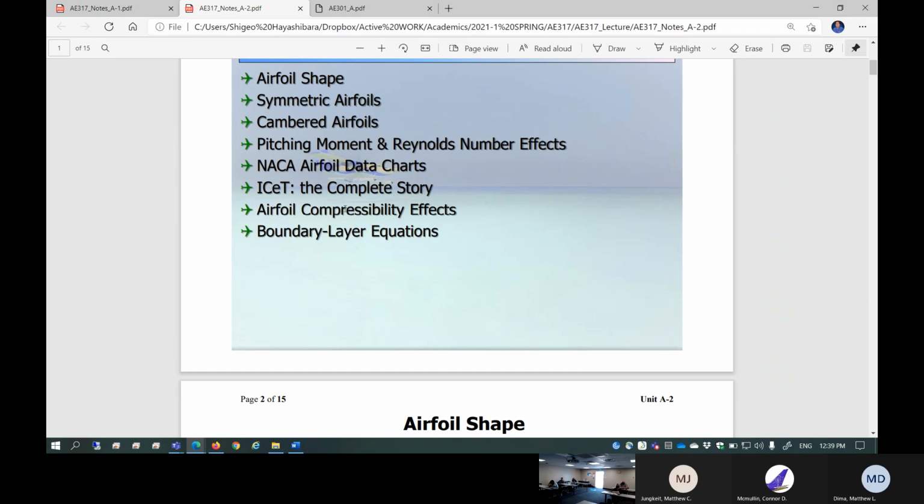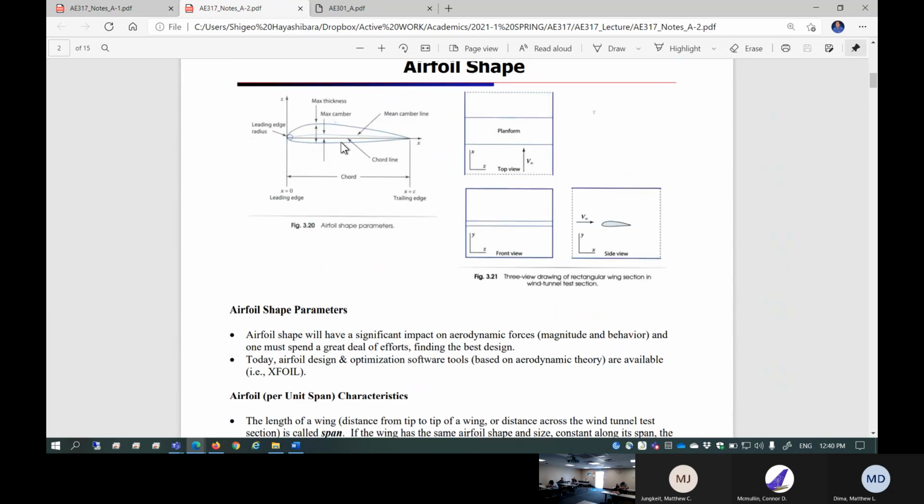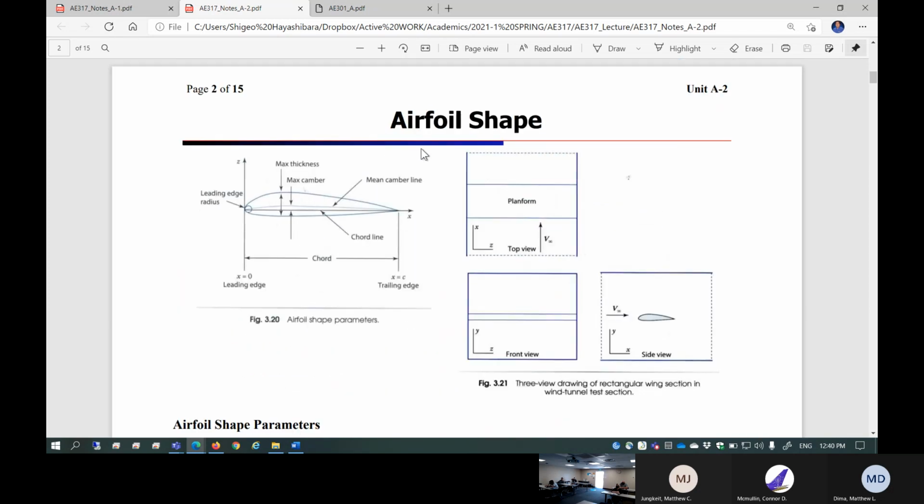Anyways, let's get going. Okay. All right. So let's just start with a very basic fundamental idea of airfoil shape. Of course, airfoil shape needs to be described. It's called nomenclature. You know that.